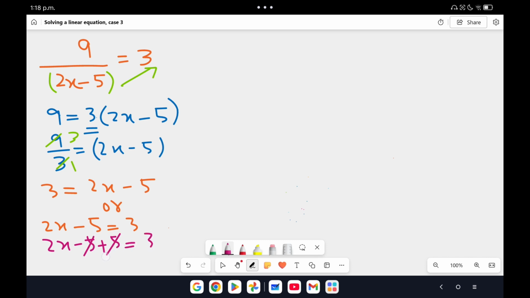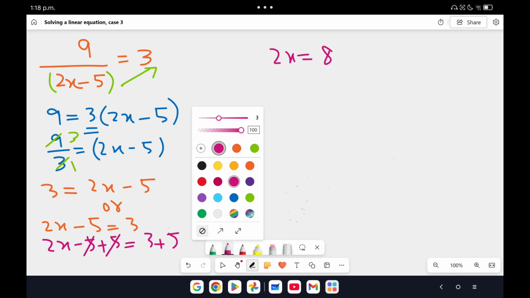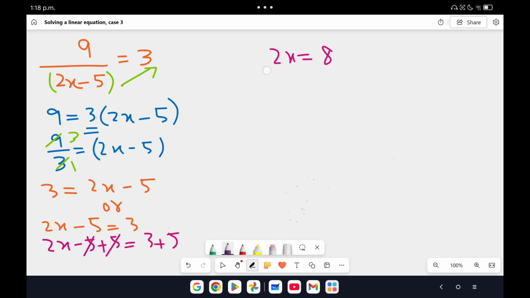This is how this 5 is cancelled, and we are left with 2x equals 8. To make the coefficient of x equal to 1, we need to divide the entire equation by 2 on both the sides. So now at the left hand side x is left, and at the right hand side we have 4. This is the value of x for this expression.